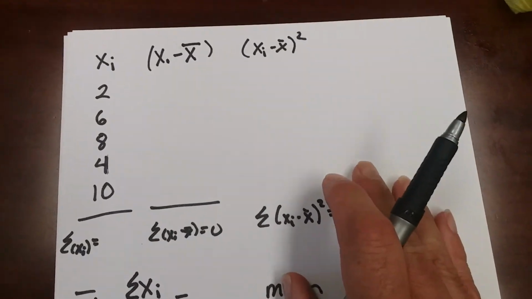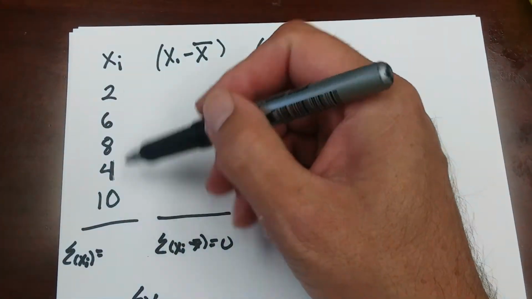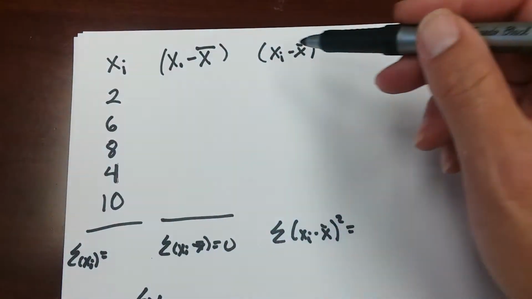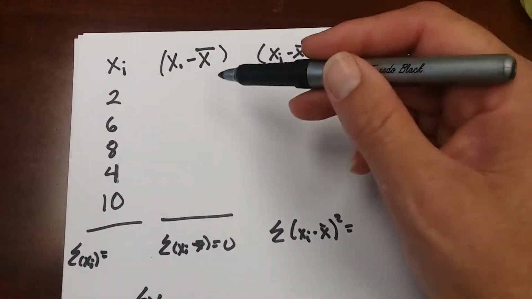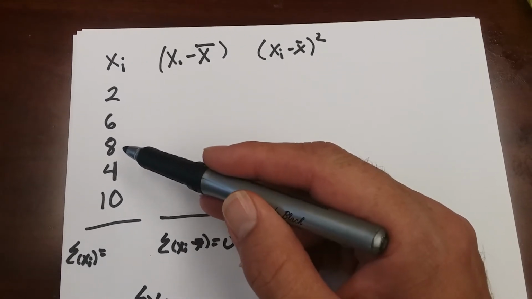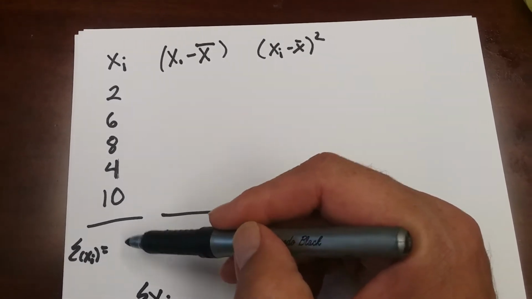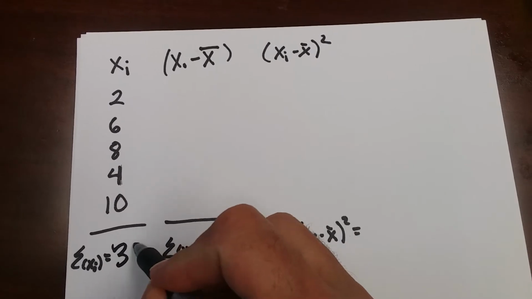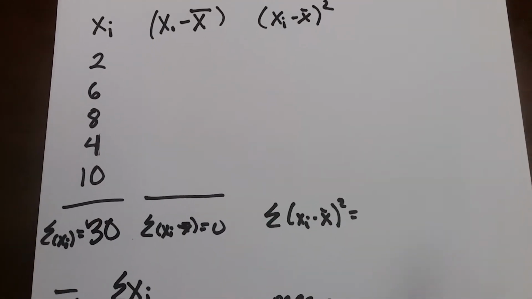Now the first thing I'm going to do here is sum this column. We're going to do this in column format. You can see I've got the column titles up here. I'll explain them when I get to them. So 2 plus 6 is 8, plus 8 is 16, 20, 30. The sum of x sub i is 30.